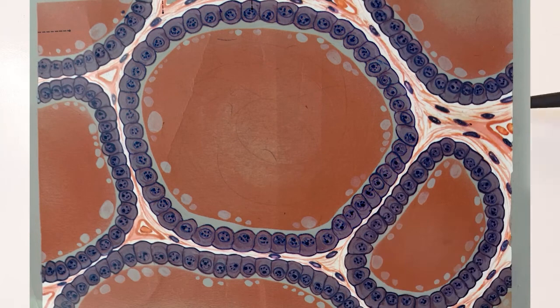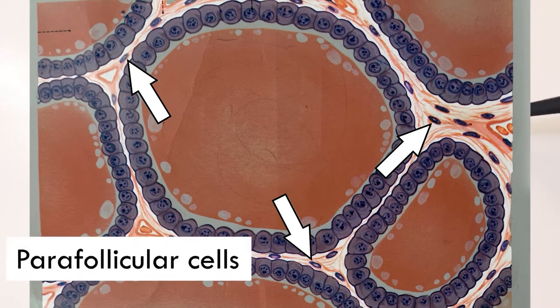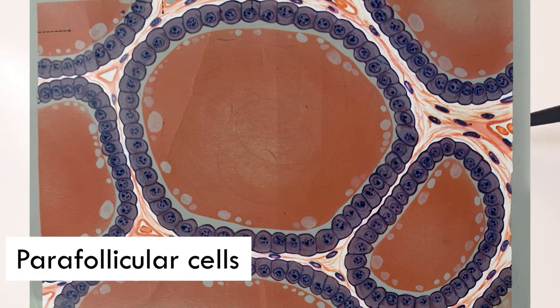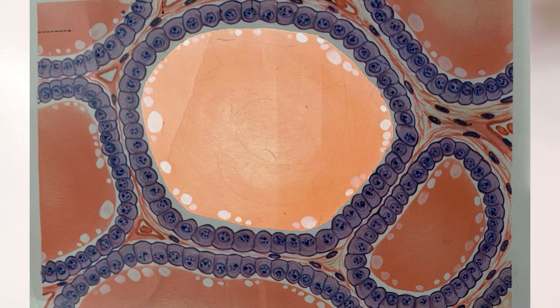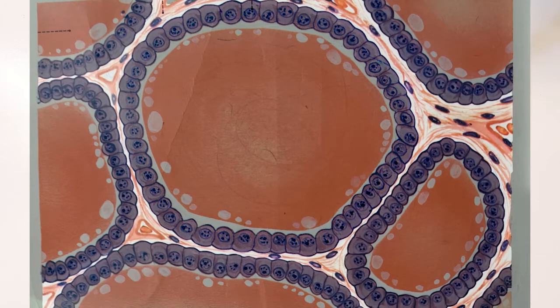And then in between the colloid, we see another cell type here. So this cell type is going to produce the other thyroid hormone, which is calcitonin. And these are called parafollicular cells. So the parafollicular cells are in between these follicles of colloid, okay? And the follicular cells line the colloid, and the follicular cells make the thyroid hormone, and the parafollicular cells make the calcitonin.